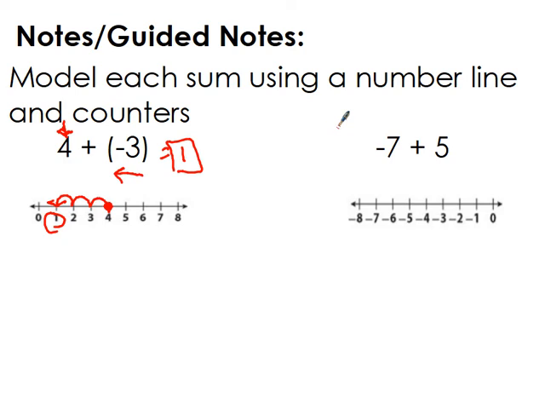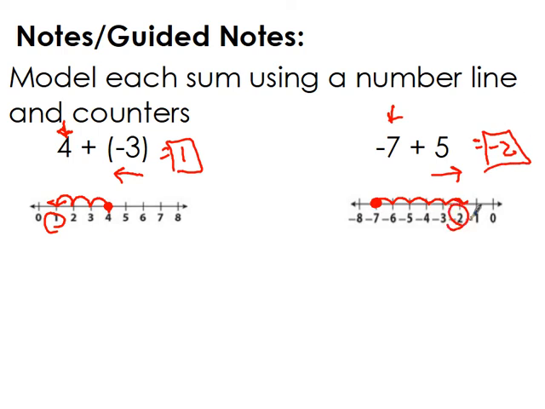Looking at negative 7 plus 5. I'm going to start with the first number on a number line. So that's negative 7. Starting at negative 7 right here. Now because I'm adding a positive, I'm going to move right, and I'm going to move that many. 1, 2, 3, 4, 5. So the answer is negative 2, because I finished here at negative 2. Now that's how we do it on a number line.